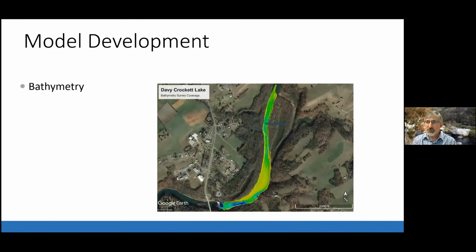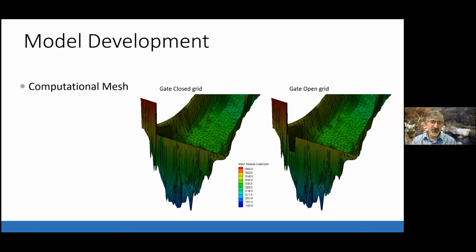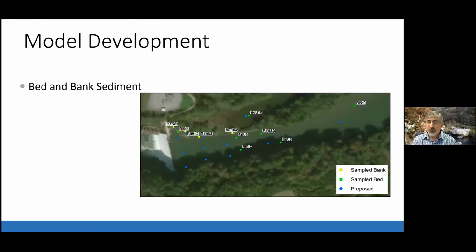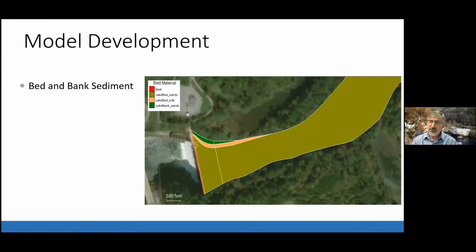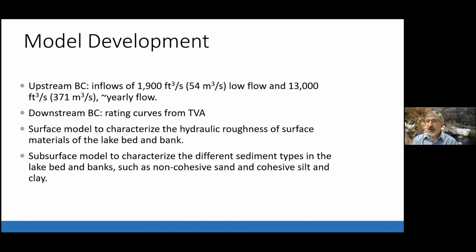Of course, bathymetry was one of the inputs that we needed. We actually created two different computational meshes, one with the gate closed, which is on the left, and one with the gate open, which is on the right. And we ran our simulations on that to kind of get the range of concentrations that we might expect. We had samples that were taken of the material in the bed at different locations. And from that, we were able to develop layers of different types of sediment. In this case, the picture I'm showing is kind of broad groupings of sandy, silty, and so forth.